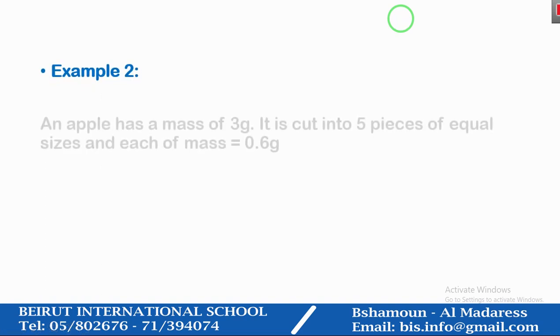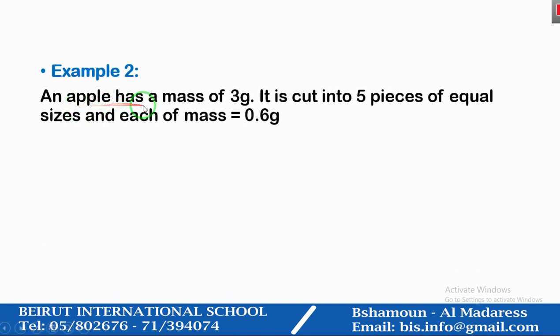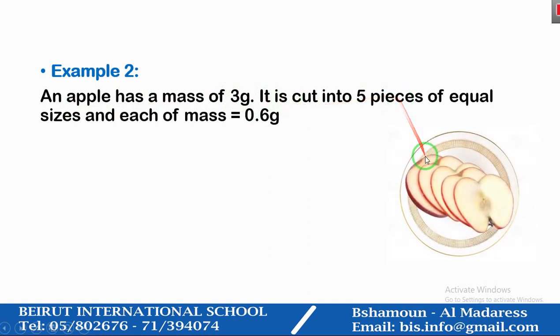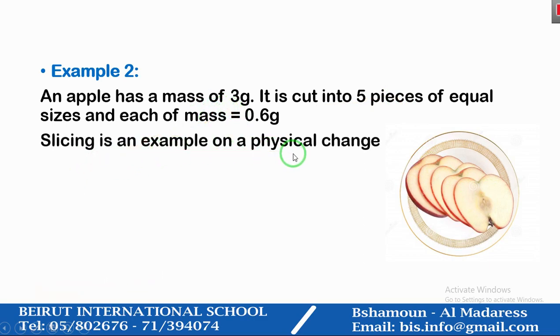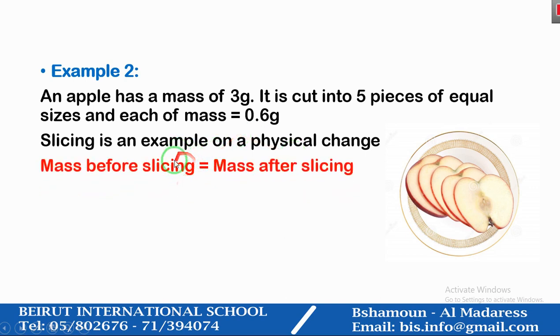Let's take another example. Example 2. An apple has a mass of 3 grams. It is cut into 5 pieces of equal sizes and each of mass 0.6 grams. Slicing is an example of a physical change, and the rule says the mass before slicing should equal the mass after slicing. So 3 grams should equal 5 times 0.6 grams.